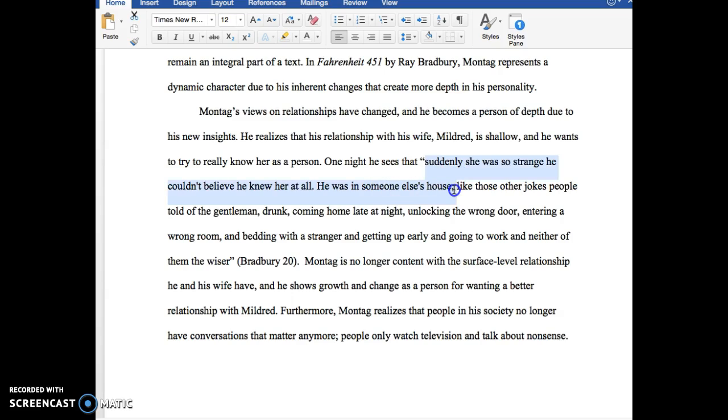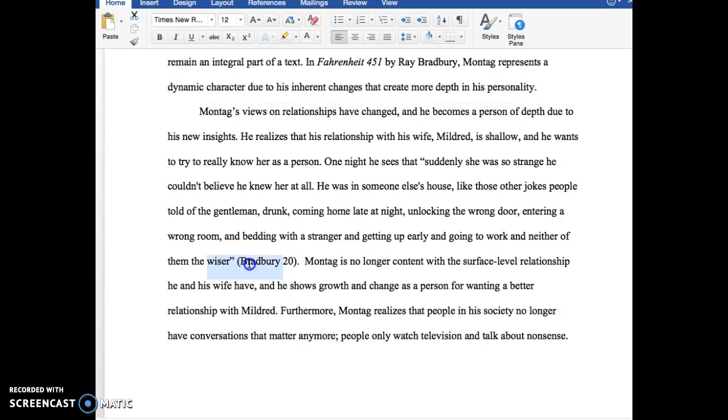He was in someone else's house, like those other jokes people told of the gentleman drunk coming home late at night, unlocking the wrong door, entering a wrong room, and betting with a stranger, and getting up early and going to work, and neither of them the wiser. This shows that Montag feels he is married to a complete stranger, and he wants more. This reveals his realization about his relationship with his wife. It shows that his views have changed, and it reveals he is a dynamic character due to this change.